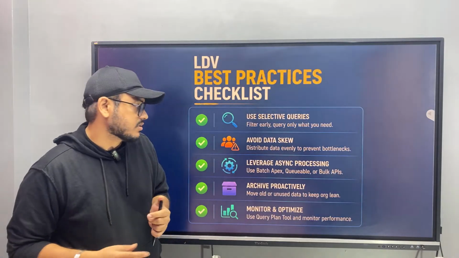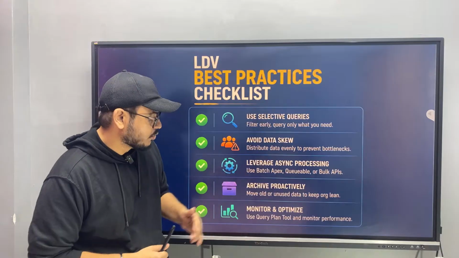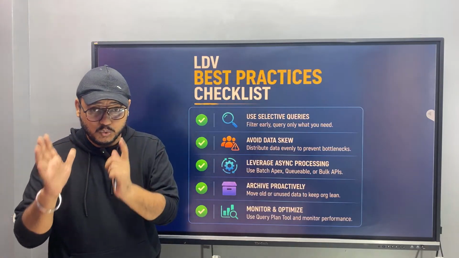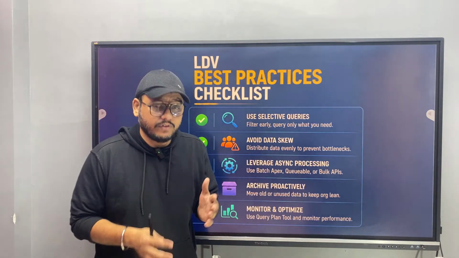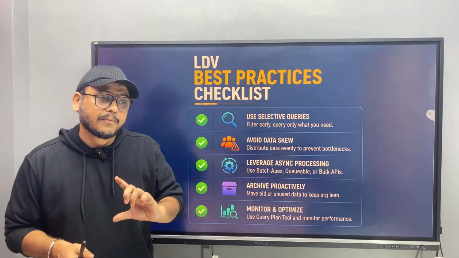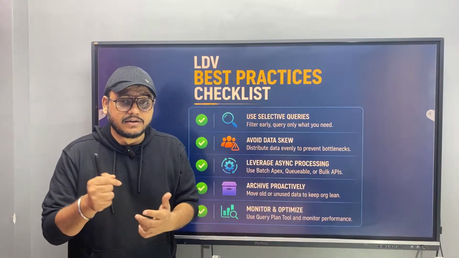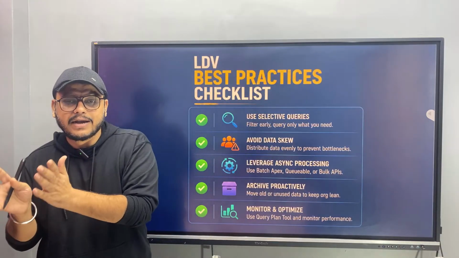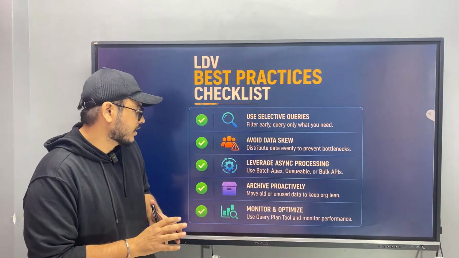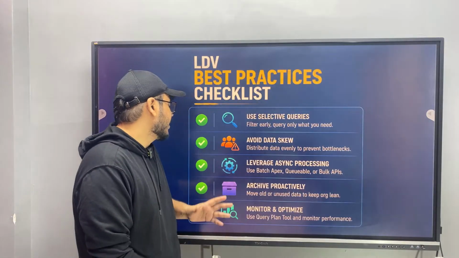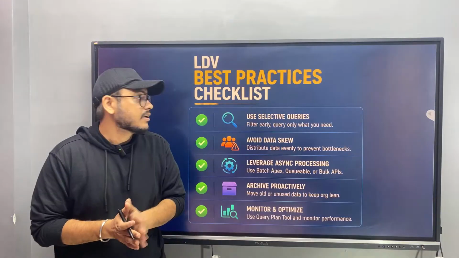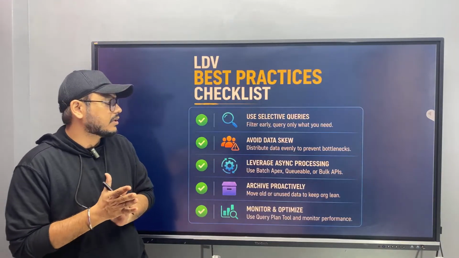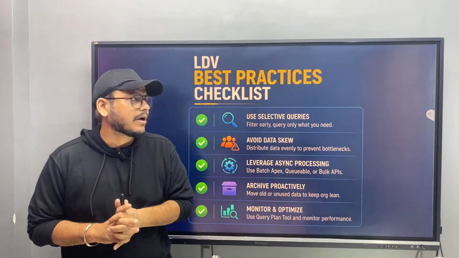Leverage asynchronous processing wherever possible. Archive proactively. An archival strategy is something every business should have, irrespective of whether you have large data volume or not, because otherwise your reports get unnecessarily impacted by something that should not influence them. And finally, monitor and optimize. That's the core key concept.